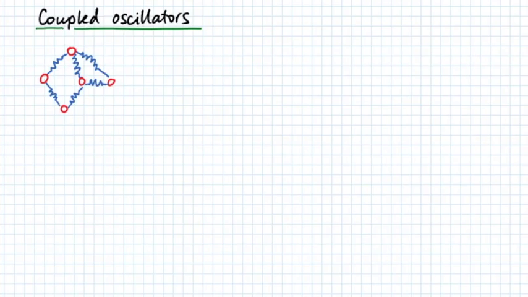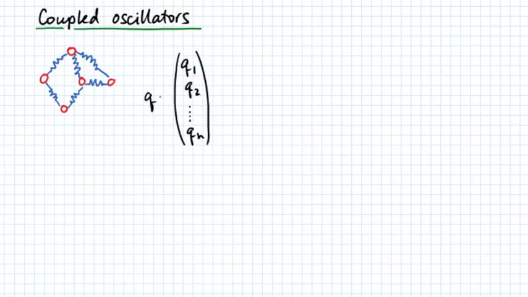Coupled oscillators. Consider a system of coupled oscillators with general coordinates q1, q2, and so forth, qn, arranged in a column. We will give a name to this column, q, so that q equals 0. Note, this is a column, and it means equilibrium. Let's find the equation of motion of this system with coupled oscillators.